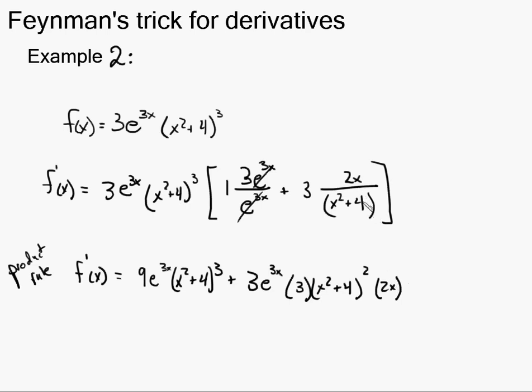My 2x is still there. (x squared plus 4) to the third power, minus the 1 on the bottom is (x squared plus 4) squared, so that's correct. And then I have the 3 times 3 right there and the e to the 3x. So both terms are the same using the product rule or using Feynman's trick, and I actually am starting to like this first way better, especially when there's more products up top.